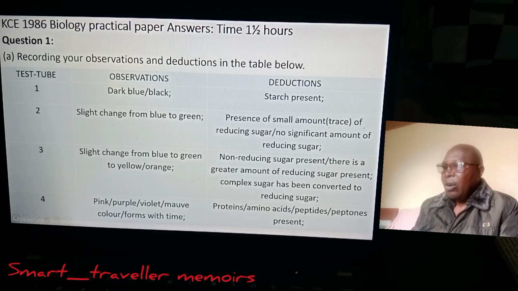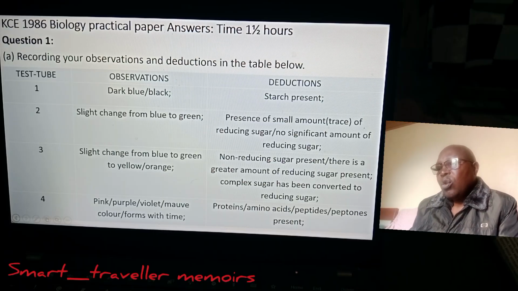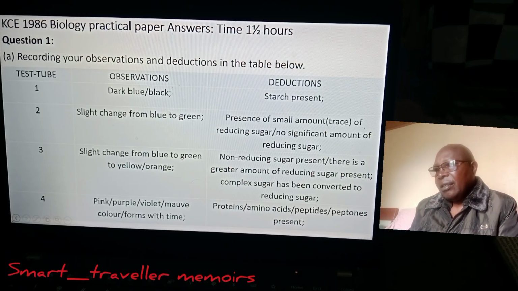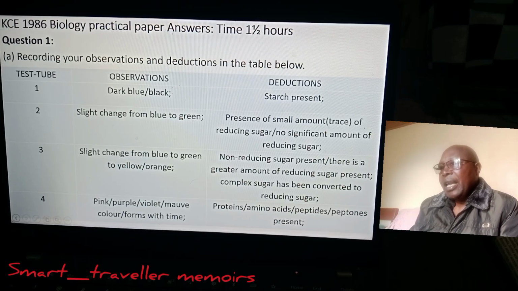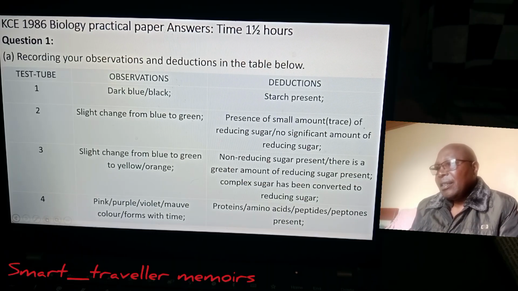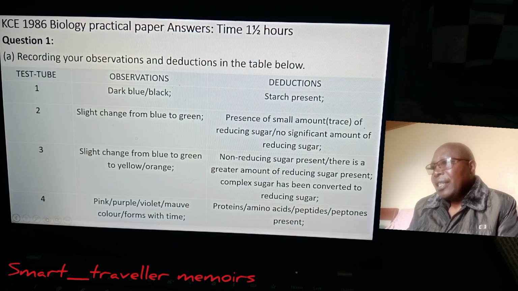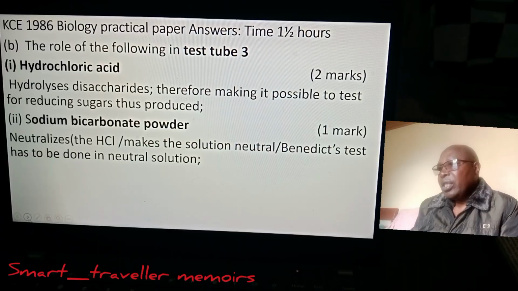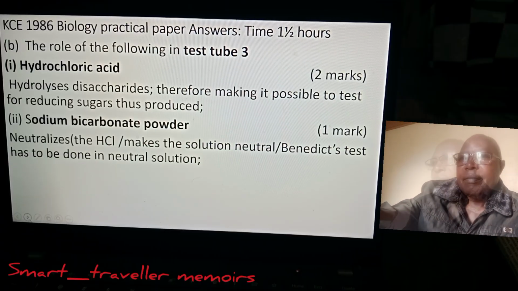And finally, number 4, the observations you had were pink color, purple in some cases, or violet, or you say mauve color forms with time, any of those colors. So here, you deduce that proteins, or you can say amino acids, or peptides or peptones, are present.